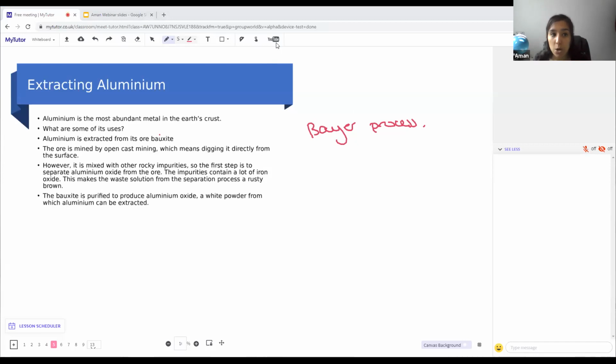Someone's asking, is this AQA? No, so I believe the extraction of aluminium is in Edexcel, it's in AQA and OCR.